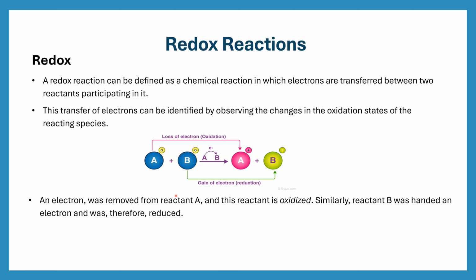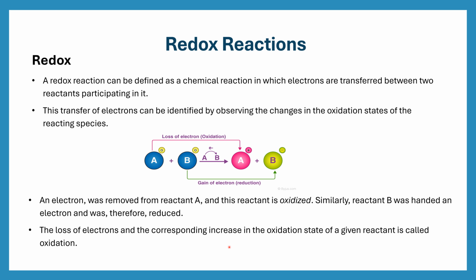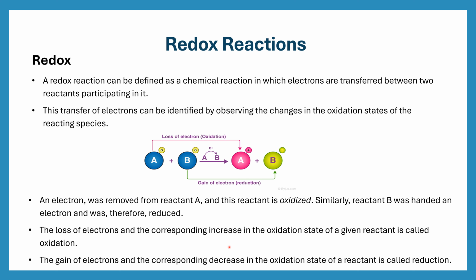If reactant A loses an electron, its oxidation state goes up, then it is the oxidation. If reactant B gains that electron, its oxidation state goes down. It means that it is being reduced. So that is the reduction, where the oxidation state decreases, and that is the oxidation, where the oxidation state is going up. So to summarize, oxidation is the loss of electrons and an increase in the oxidation state, and reduction is the gain of electrons and a decrease in the oxidation state.